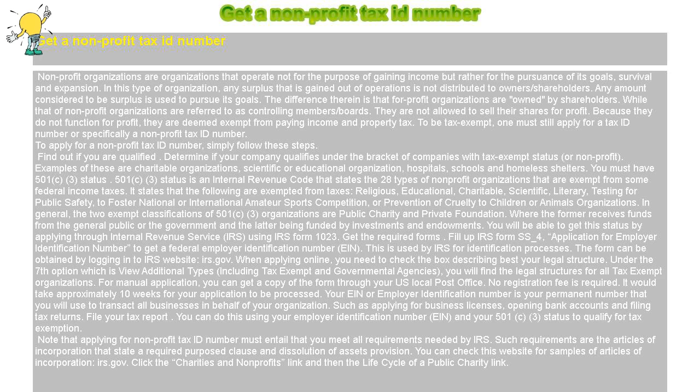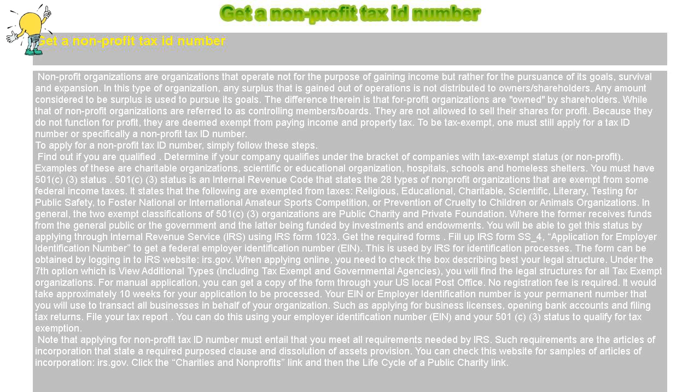For manual application, you can get a copy of the form through your U.S. local post office. No registration fee is required. It would take approximately 10 weeks for your application to be processed.